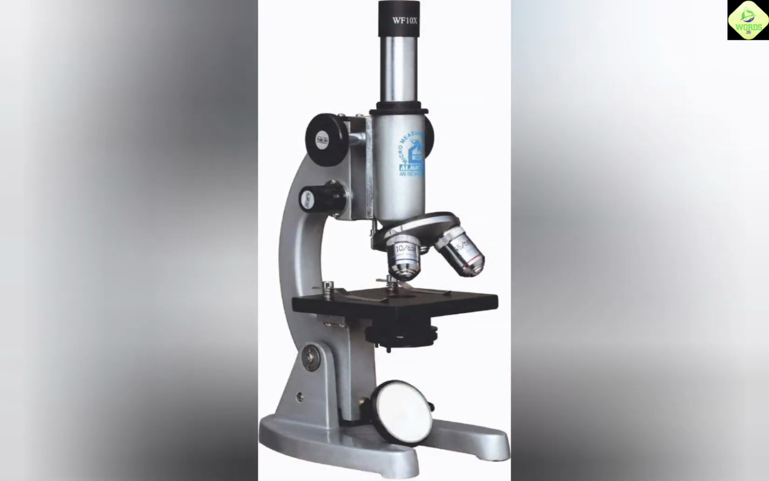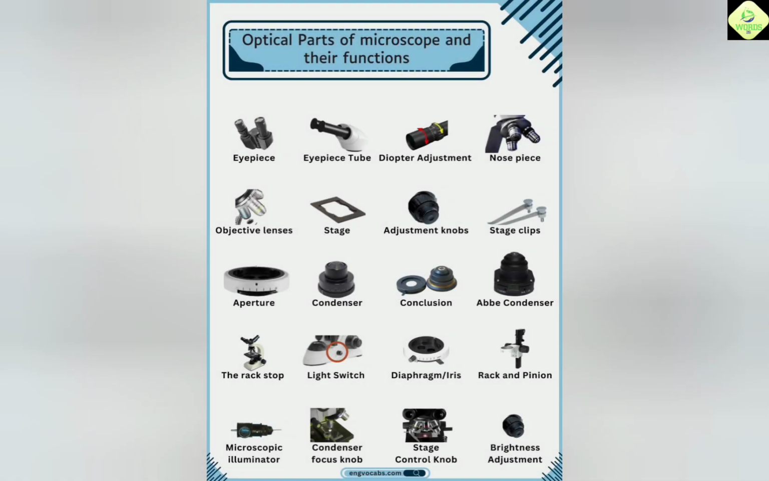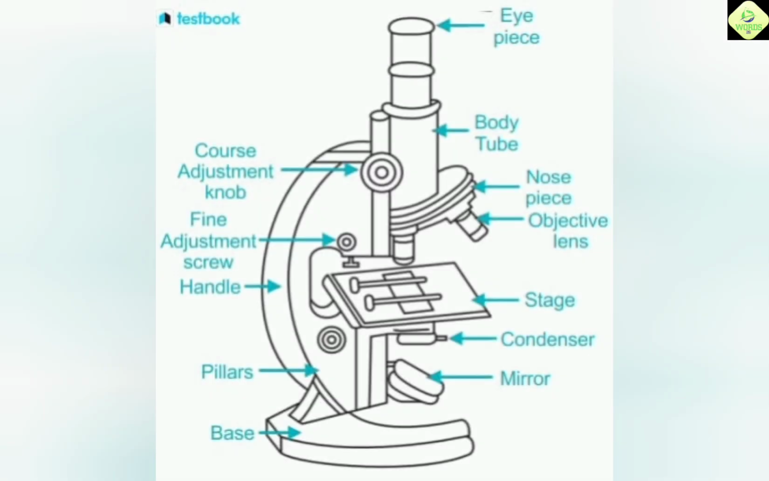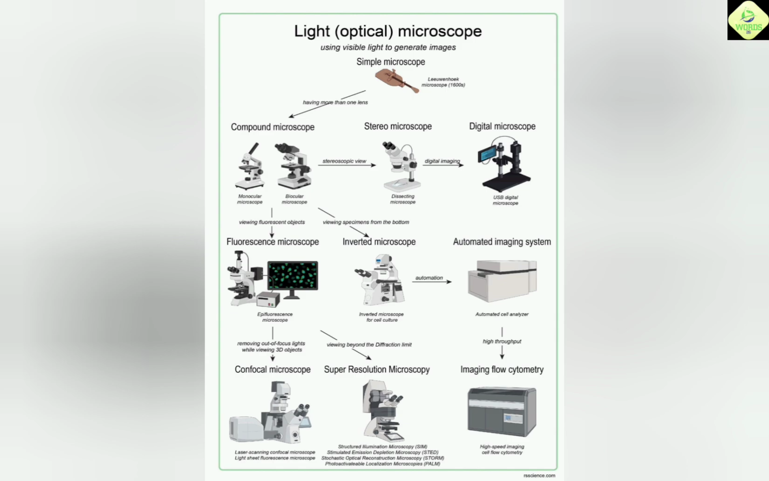Magnification power. The magnifying power of a simple microscope depends upon the focal length of the convex lens. Formula for a relaxed eye: M is equal to D divided by F. Formula when the image is at the least distance of distinct vision: M is equal to 1 plus D divided by F. Here, M is the magnifying power, D is equal to the least distance of distinct vision, and F is equal to the focal length of the convex lens.